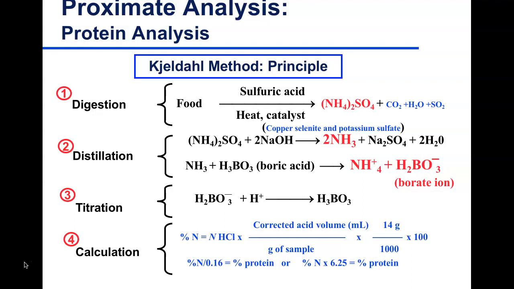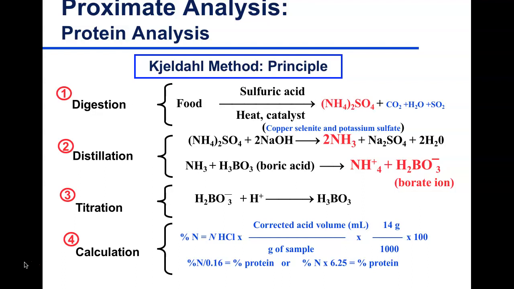And when it does that, it fixes the nitrogen as ammonium sulfate. It also produces your CO2 and H2O, but those are vapors. So it fixes the ammonium into solution, where all the other products of combustion end up in the gaseous vapor state. So we can separate our nitrogen from our other organic compounds.